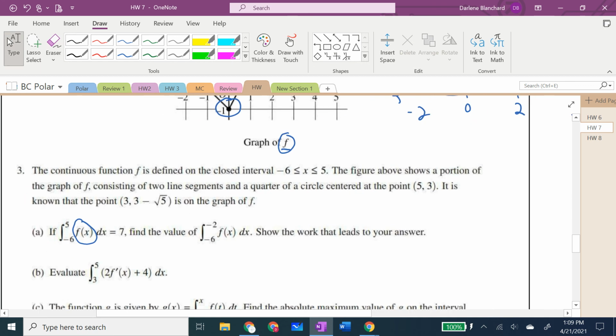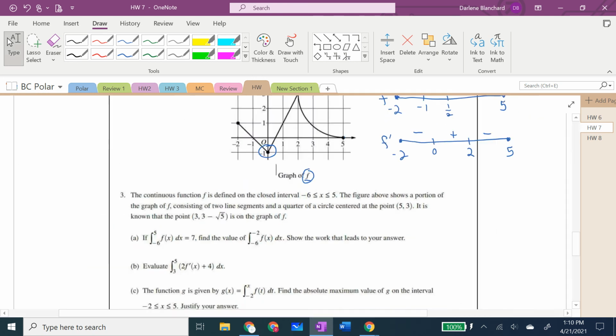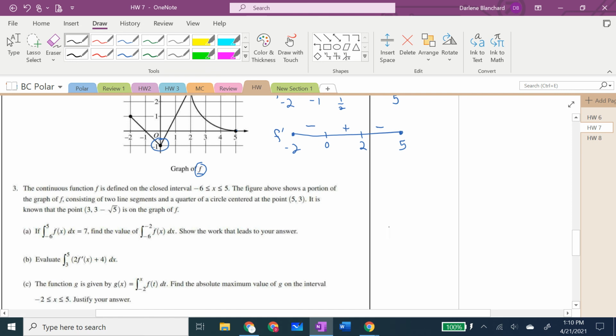Now, in part A, from -6 to 5, it is telling you the value of the integral, and it wants you to find the value of the integral from -6 to 2. What I like to do personally is make a number line and write down all those numbers. I've got a -6, I've got a 5, I've got a -2. This helps me to orient what is what with these integrals.